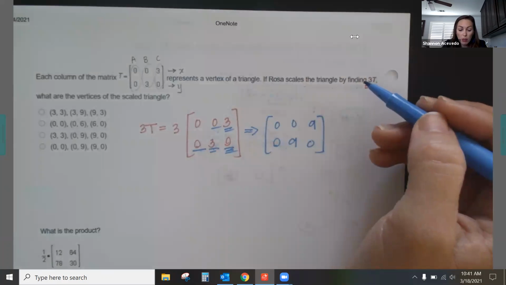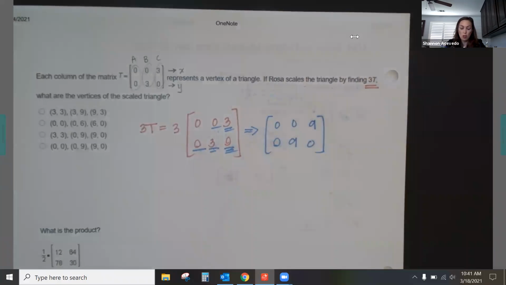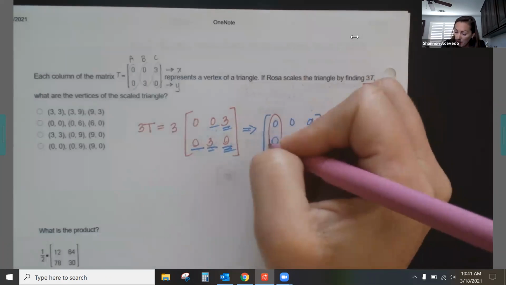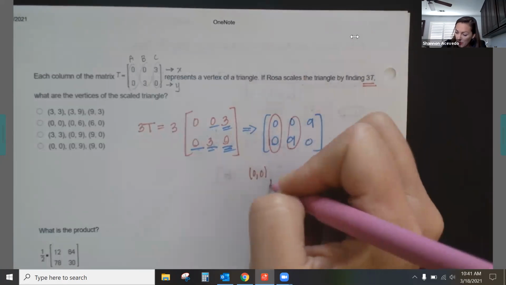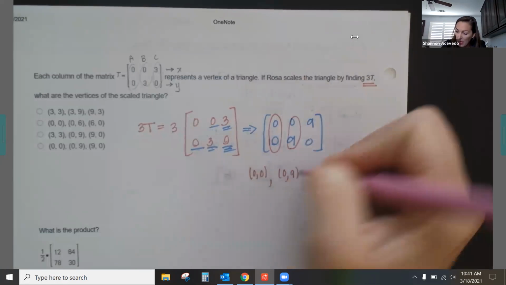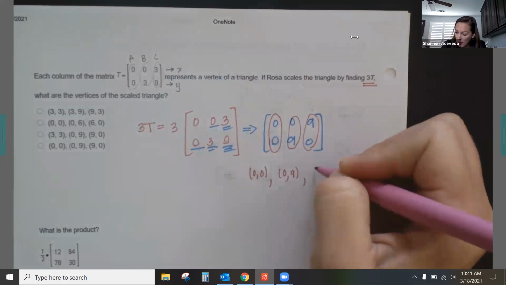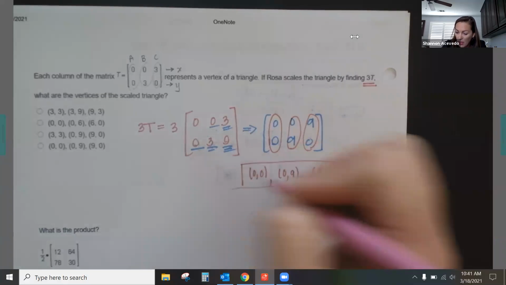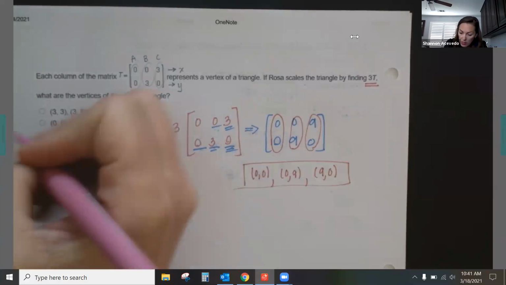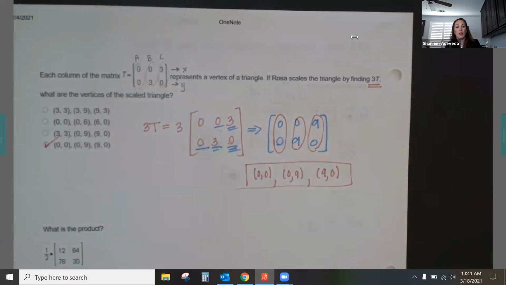So this tells me that the new points for the vertices would be at 0, 0, 0, 9, and 9, 0. And that matches up with this last one right here. Not too bad, right?